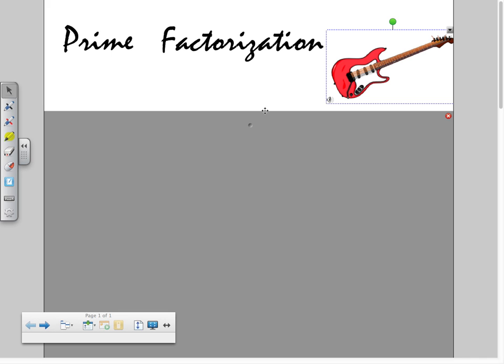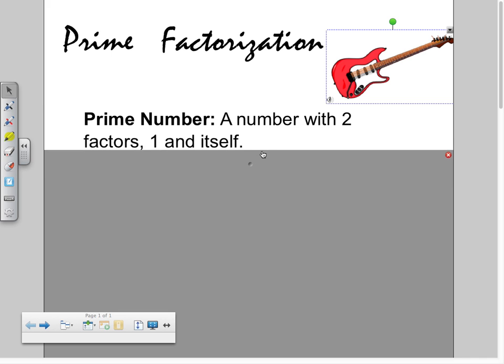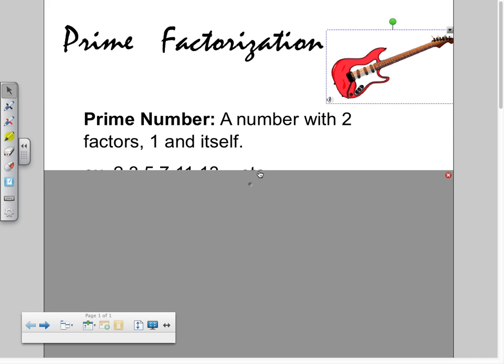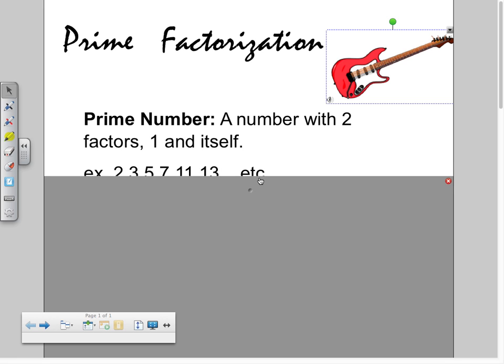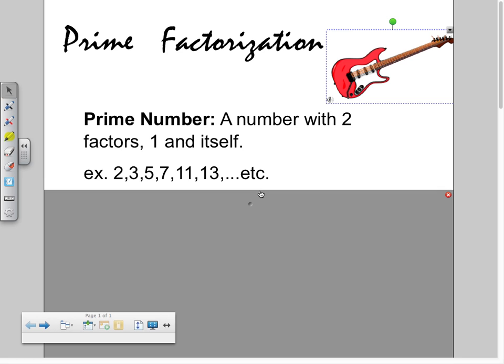Prime factorization. Okay, so we need to remember what a prime number is. A prime number is a number with two factors, one and itself. Some examples of that would be 2, 3, 5, 7, 11, and 13. A lot of people forget about 2 because they think that 2 is even. Well, it can't be a prime number, but 2 in fact is a prime number because it's got factors 1 and 2, so it's a prime number.